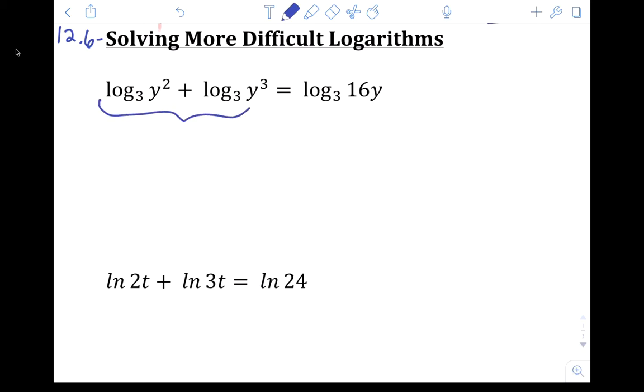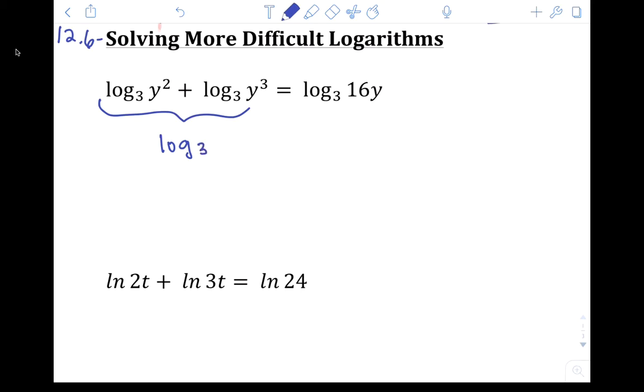Remember that the goal is one of two options. Either you have logs on both sides that you get to drop the logarithms, or you have one log that you can loop swoop to change it to exponential and actually solve it. So your first goal should be get logs together. Now, that's the easy part.